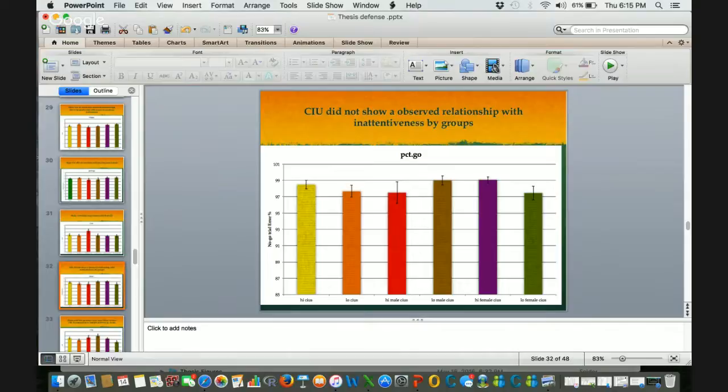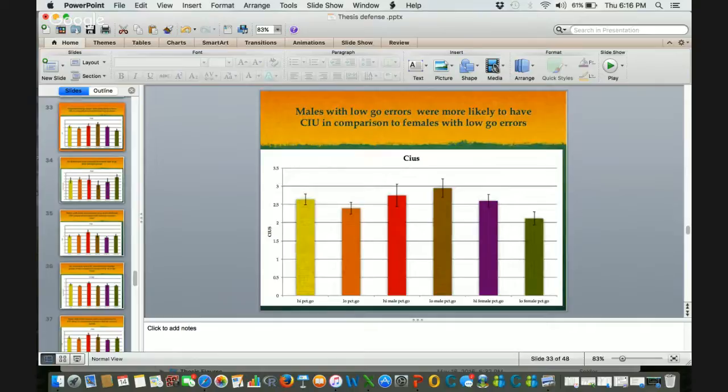Then we actually wanted to look at the errors of omission. The percent no-go errors actually look at inattentiveness, attentional capacity. Are people really paying attention when they're looking at this? And what we saw here was that amongst the groups and by genders, there were no observed relationships with inattentiveness. But inversely, we found that, again, the males with high no-go errors were more compulsive internet users in comparison to females with low no-go errors.